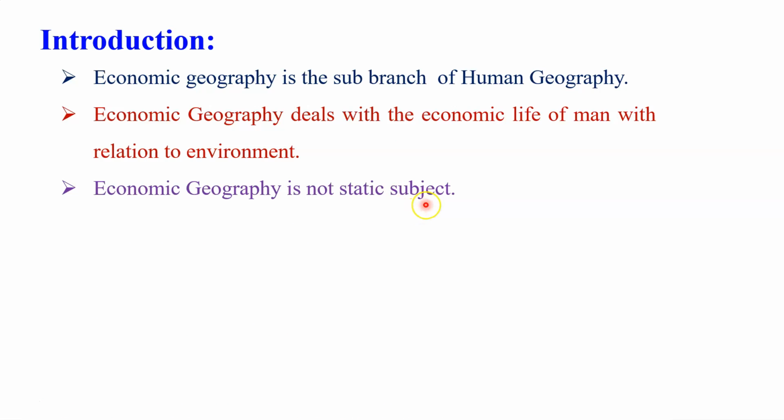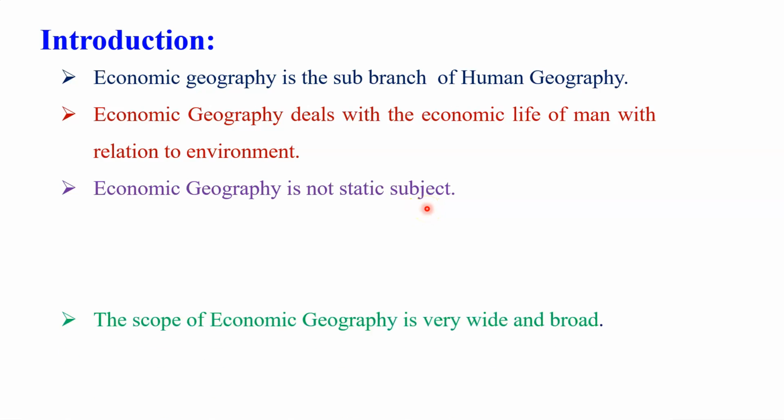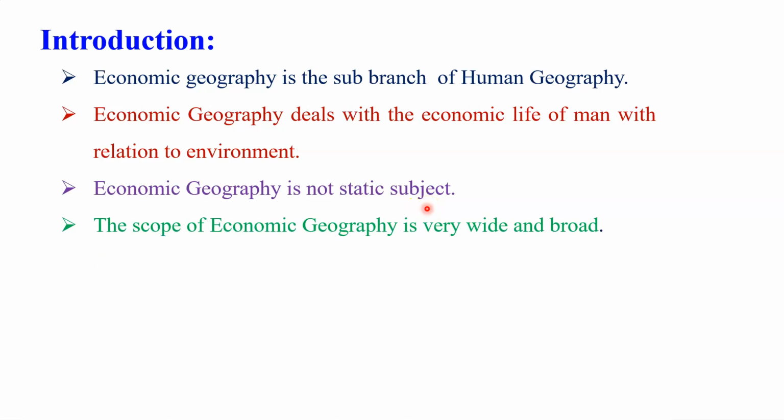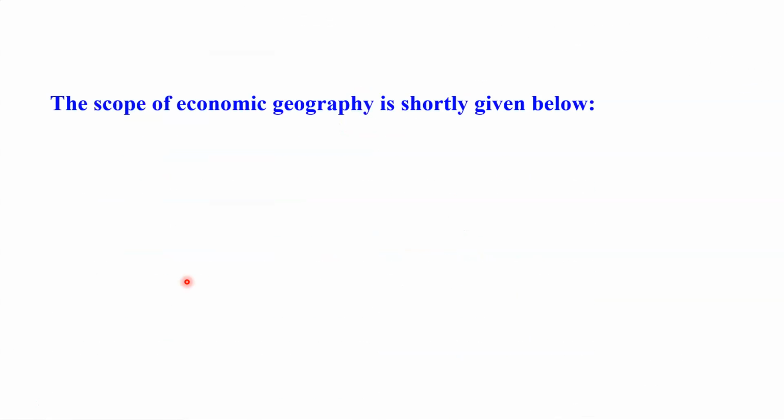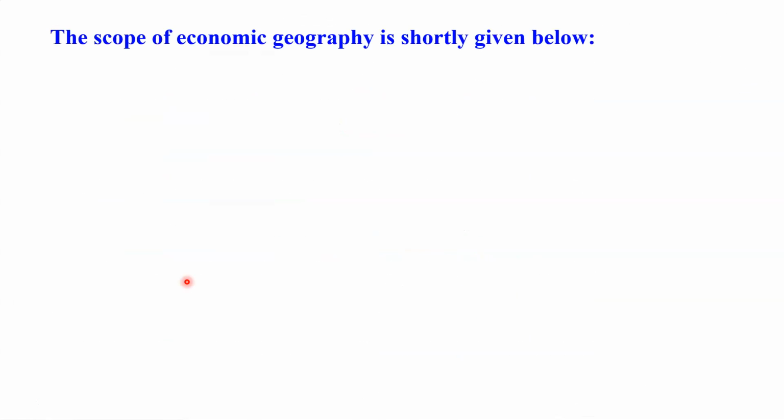Economic geography is not a static subject. It is a very dynamic subject, and the scope of this subject is very wide and very broad. The core part of the scope of economic geography is to study the influence of environment on the economic activity of man. This is a very important part with respect to the scope of economic geography. Let us discuss the scope of economic geography shortly with the help of various points one by one.